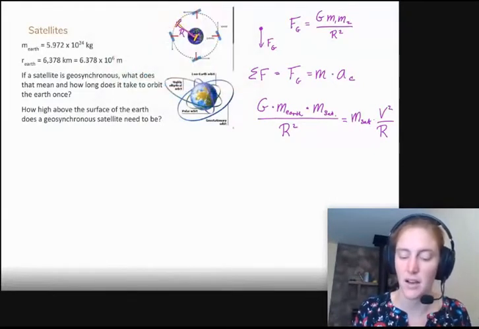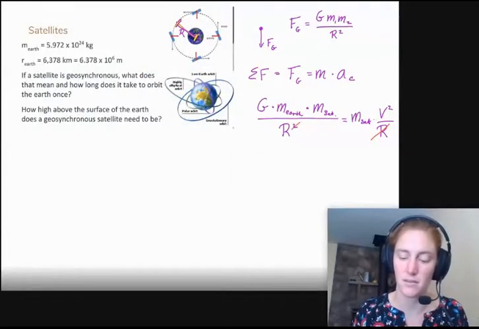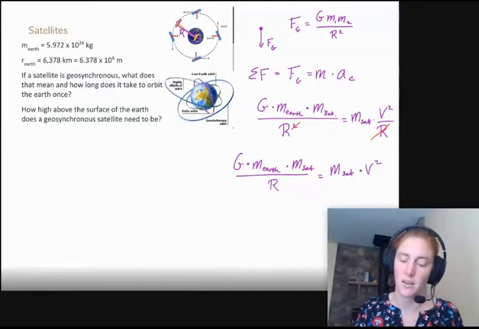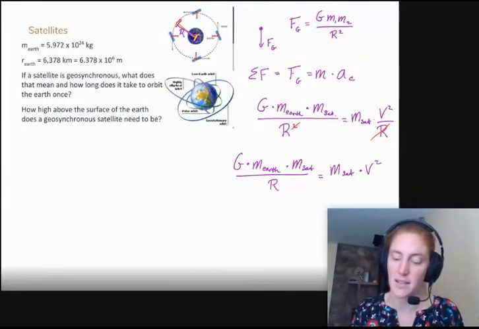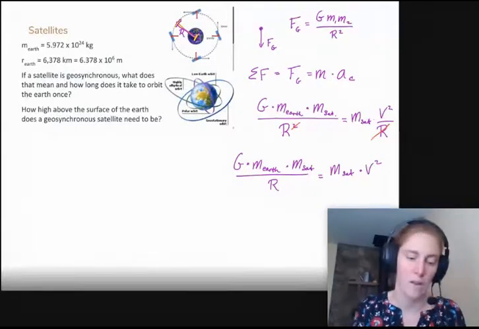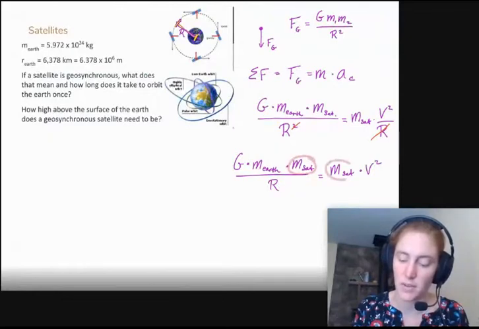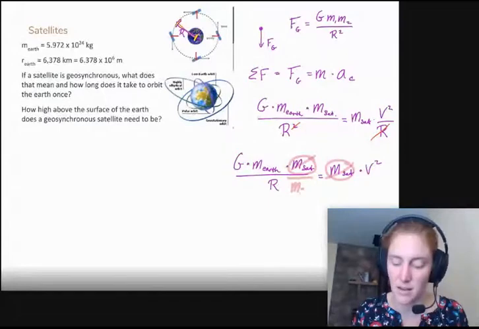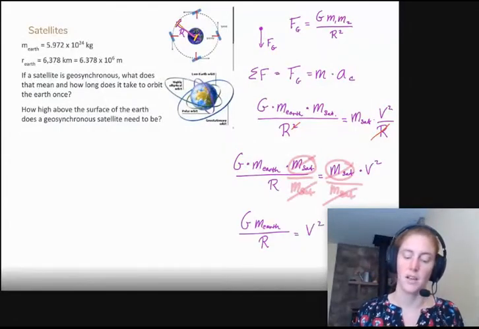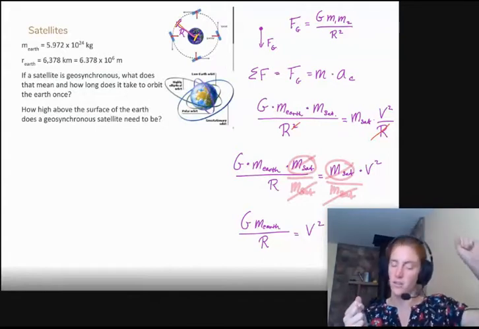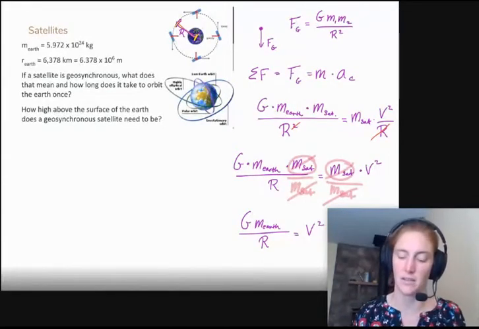The first thing I'm going to notice is that I have an r on both sides, so I can cancel out one of these r's with one of those r's. So I have G times the mass of the Earth times the mass of the satellite over r is equal to the mass of the satellite times v squared. The next thing that you might notice is that I have the mass of the satellite on both sides, so that can cancel out. All I have to do is divide both sides by the mass of the satellite. So now I have G times the mass of the Earth over the radius from the center of the Earth to where the satellite is equal to v squared.